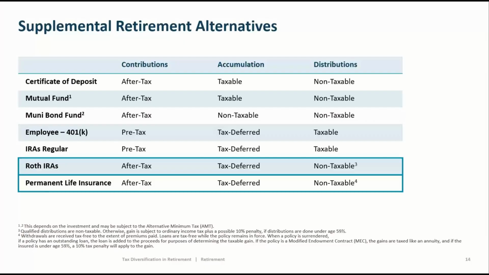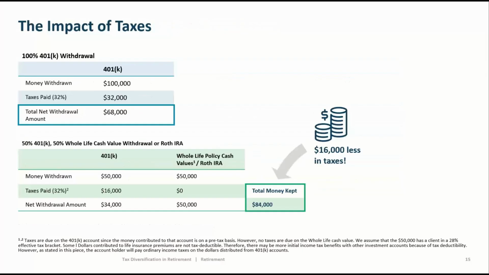CDs, mutual funds, muni bonds, IRAs, Roth IRAs, cash value life insurance. There's a lot of choices that we have. And there's really two strategies that I find are overlooked, which we're going to talk more about today: Roth IRAs and permanent life insurance, like whole life insurance. We're going to go into how both of those work, the tax implications, and how they might apply to your situation. But before we get there, I want to look at the impact of taxes and why this can be so impactful.